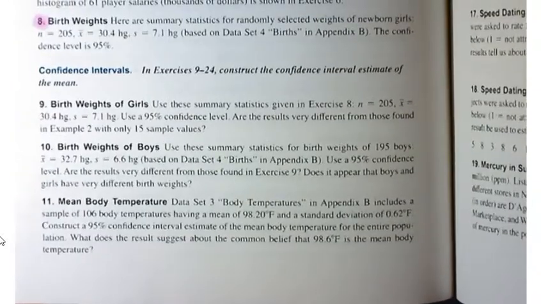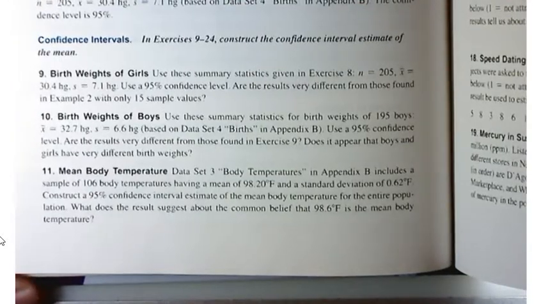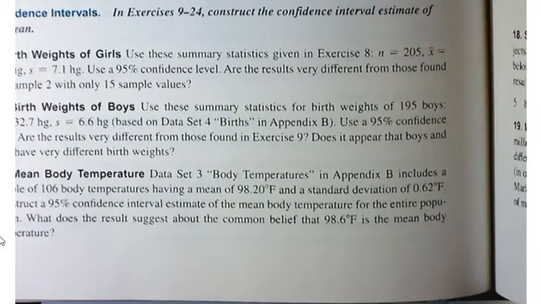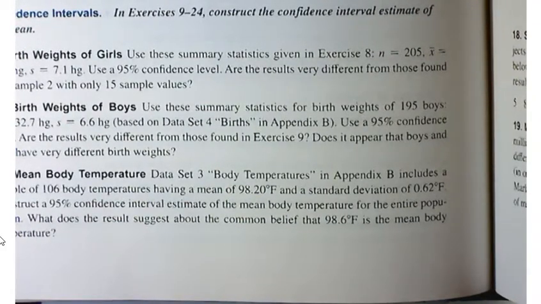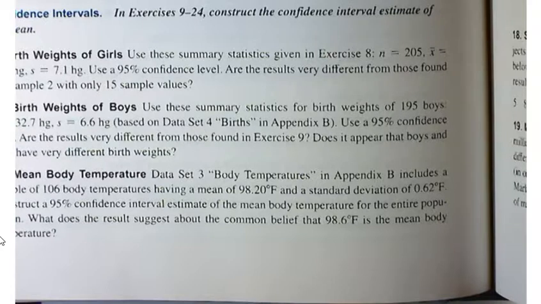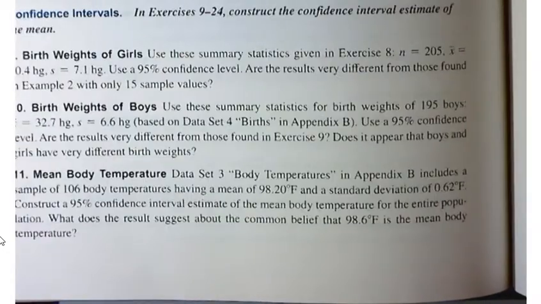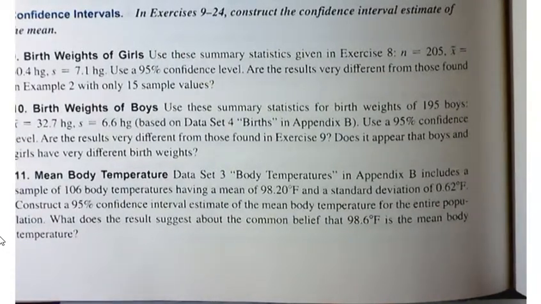So the birth weights of baby boys, summary statistics: birth weights of 195 boys, mean of 32.7 and a standard deviation of 6.6. We want to create a 95% confidence interval for these results. Basically, it's like, okay, what's the true population mean for the birth weight of boys? So we need to write down some relevant information. Let's do that.